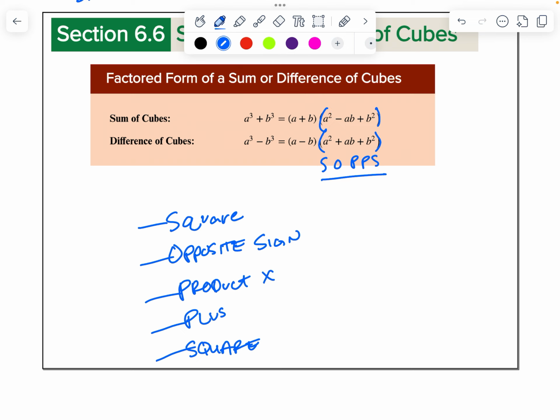Product is a multiplication. So we take these two items and multiply them to get the product. Plus is always a plus sign. So that's what we're going to fill in first. Actually, that's the easiest thing to fill in. And then square the second one. So if I square b, I get b squared. We'll look at some examples to clarify these things for you.